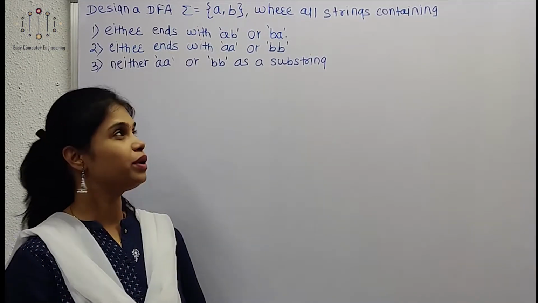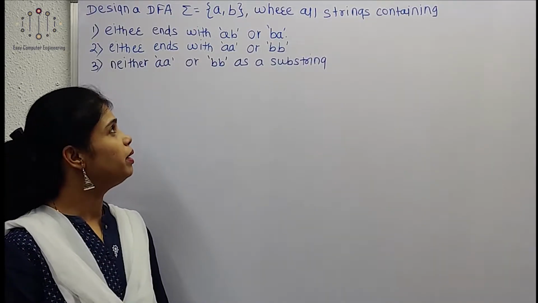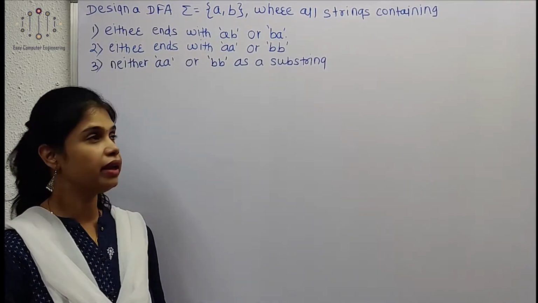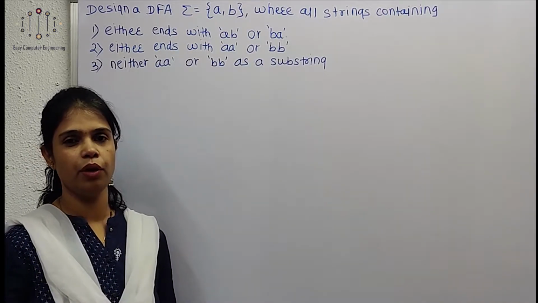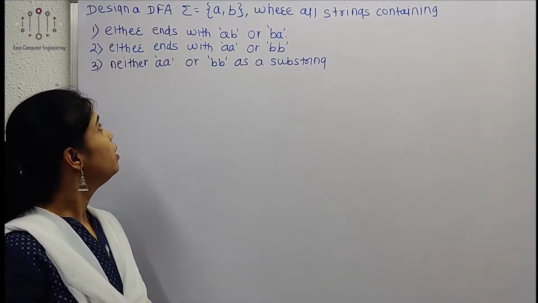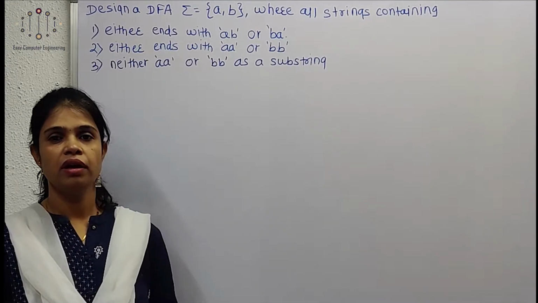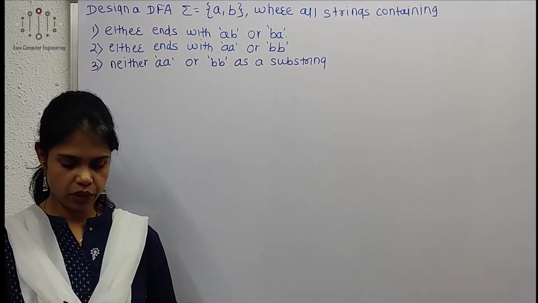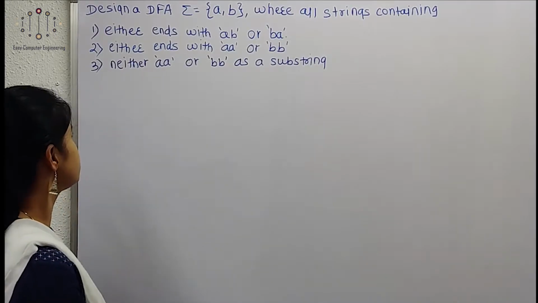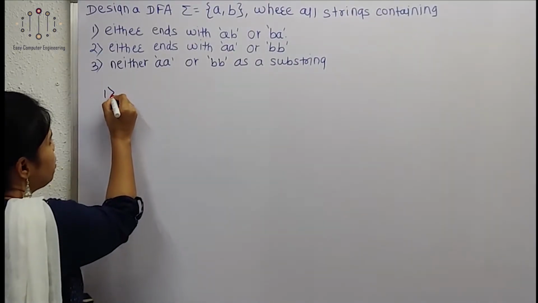In today's video we are going to see how to design a DFA where sigma is equal to {a, b}, for three examples. The first example: all strings that end with either AB or BA. The second: strings that end with either AA or BB. The third: strings that have neither AA nor BB as a substring. Okay, now we'll start with the first example: all strings that end with either AB or BA.